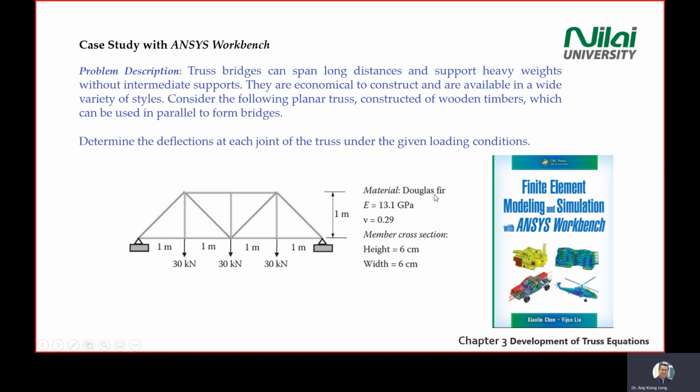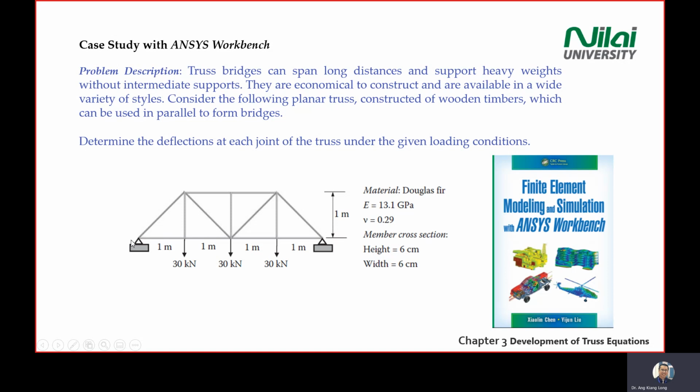The material is called Douglas fir, and Young's modulus is given. Young's modulus is 13.1 gigapascal. The Poisson ratio is 0.29, and the member cross section is given. The height is 6 cm and width is 6 cm. So later on, we are going to use meter in our ANSYS software, so we will change this into meter accordingly.